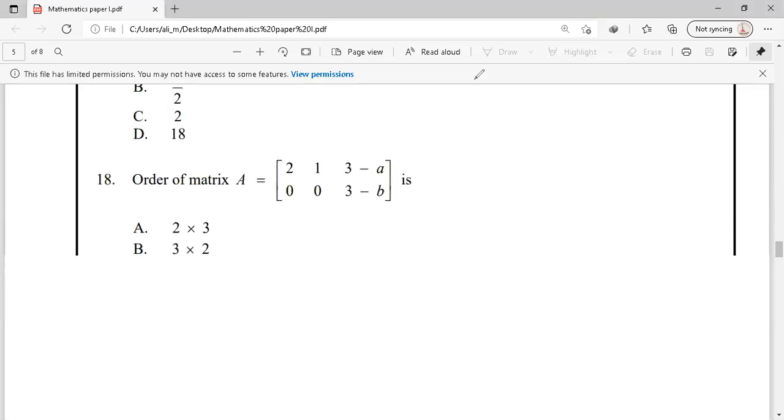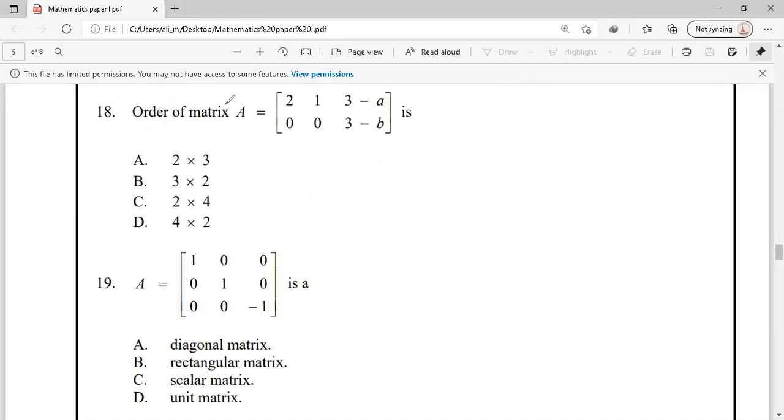Then let's come to question number 18 and 19. The order of the matrix we have to identify. So in this question, this is our first row, this is our second row. Similarly, we have one column, two columns, and three columns. So the number of rows is 2 and the columns are 3. So the order of this matrix is simply 2 by 3. Option A is the right answer.